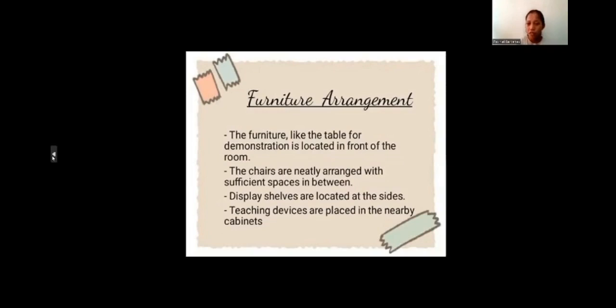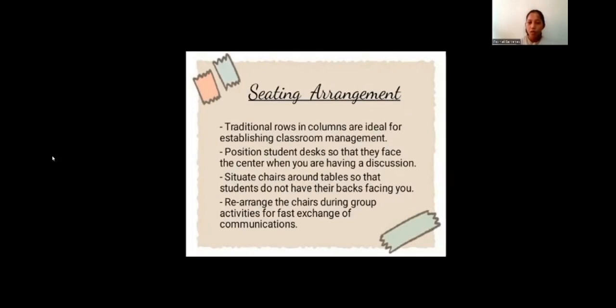So if there is furniture arrangement, there should be a seating arrangement. The traditional rows and columns are ideal for establishing classroom management. It is traditional for us, di ba nga, atong mga chairs sa eskwelahan is naka-column, naka-arrange, naka-align by column and by rows para neat o well-organized ang mga chairs. And then, para nindot siya tan-awon.